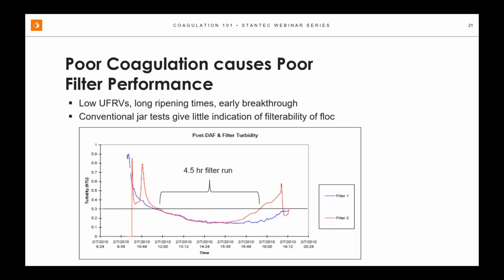Okay, so given all that background, now we'll get into the practical aspect: poor coagulation causes poor filter performance. So this is what's going to happen if your coagulant is off. You'll have long ripening times, early filter breakthrough, and your conventional jar tests give you little indication of how filterable your flock is actually going to be. So we need some other measurement.